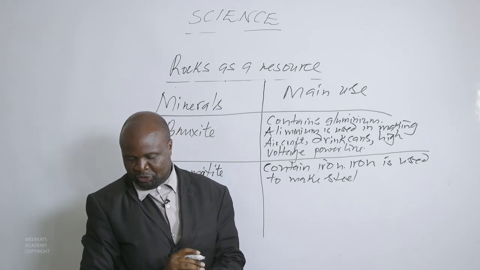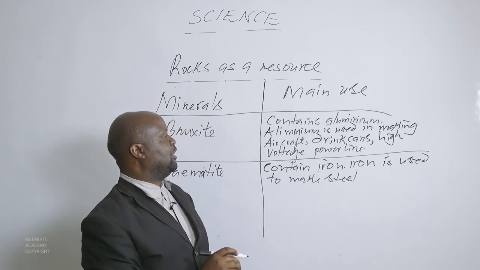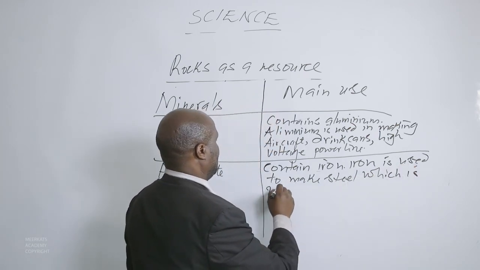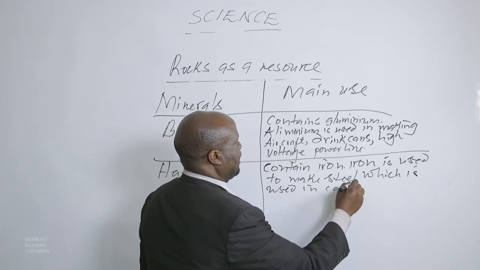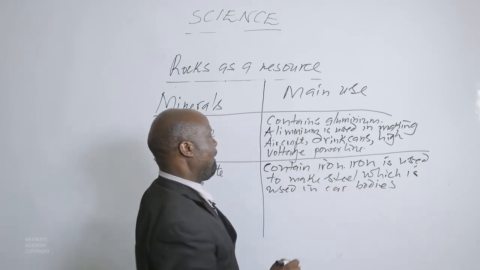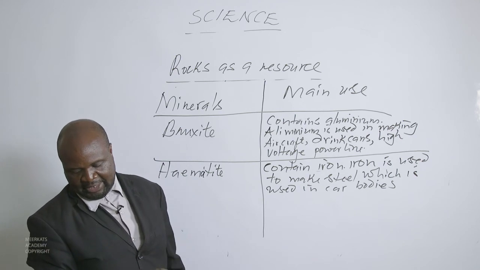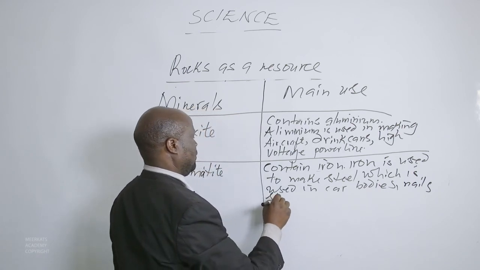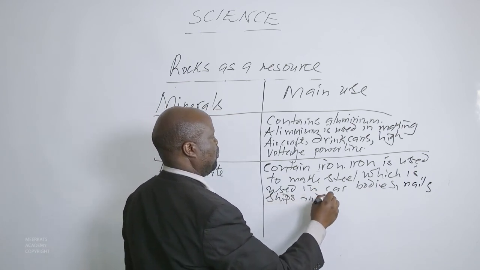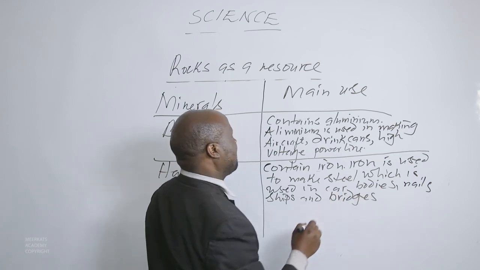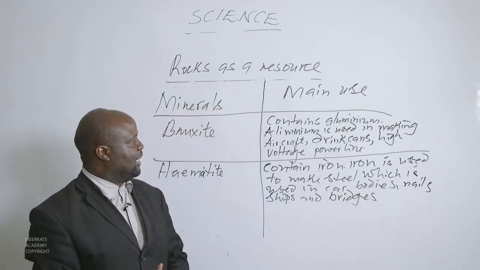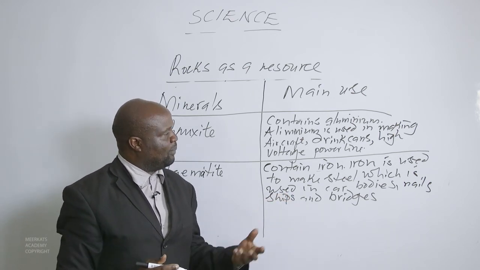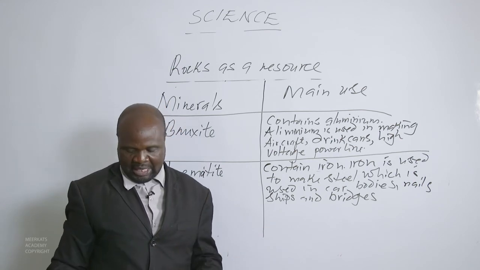Yes, iron is used to make steel, which is used in car bodies, nails, ships, and bridges. We cannot underestimate the importance of iron. So iron is very important as far as making car bodies, nails, ships, and bridges, and so forth.